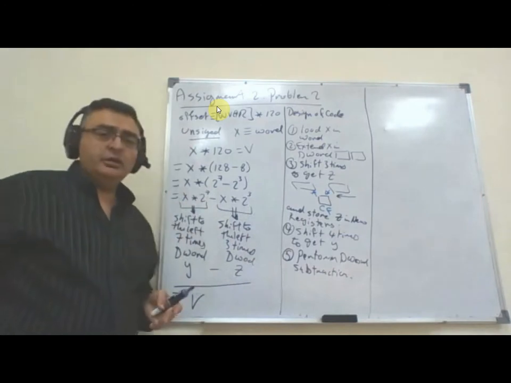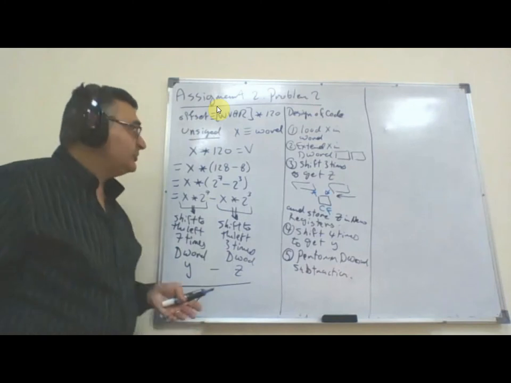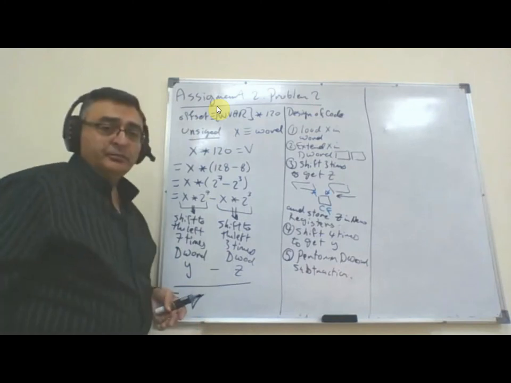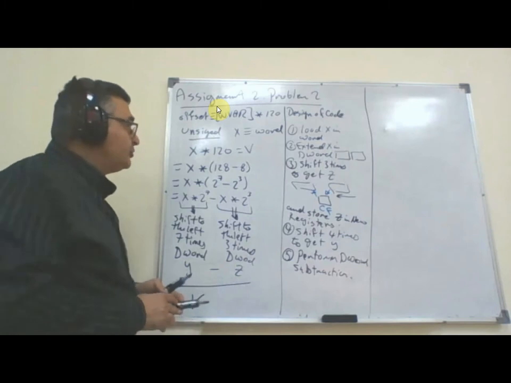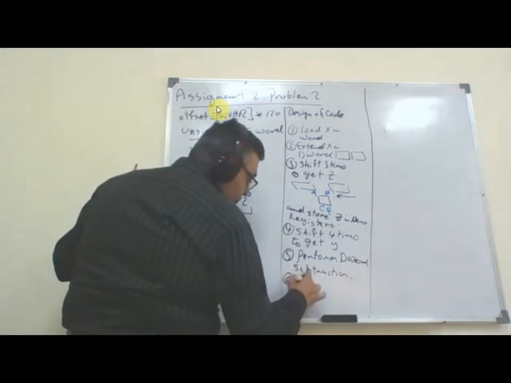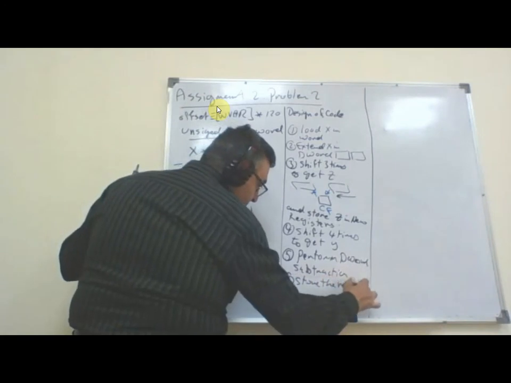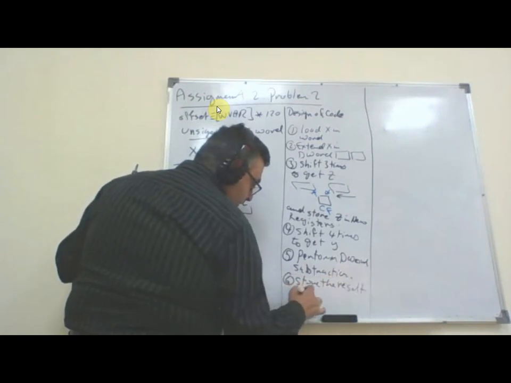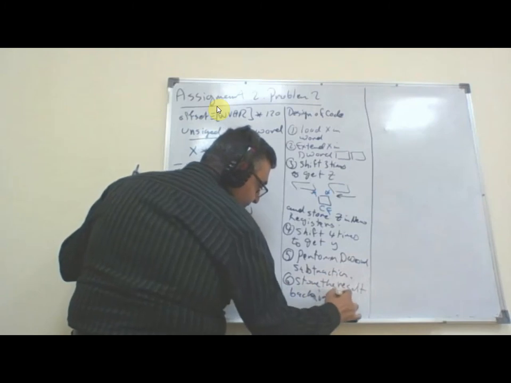The question did not tell me to store it anywhere. So we can store it in the memory, or we just keep the result in the registers. It depends on the requirements of the problem. Let's store it: after the subtraction, store the result back in the memory.